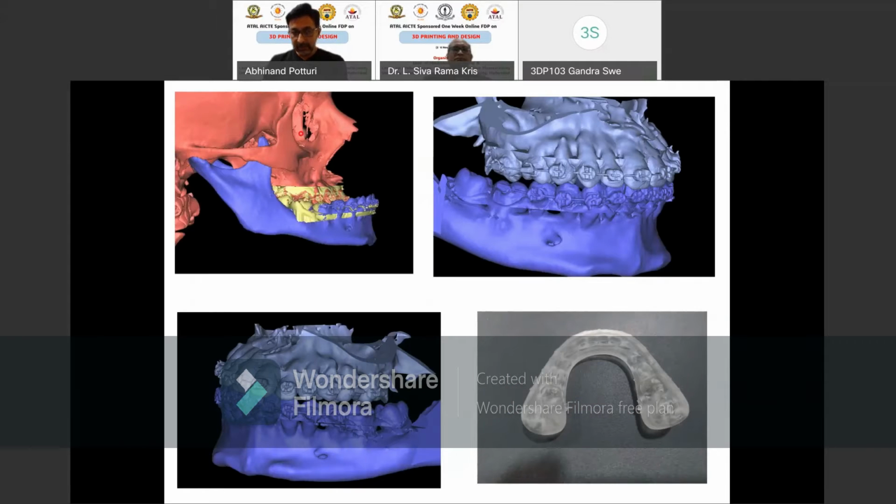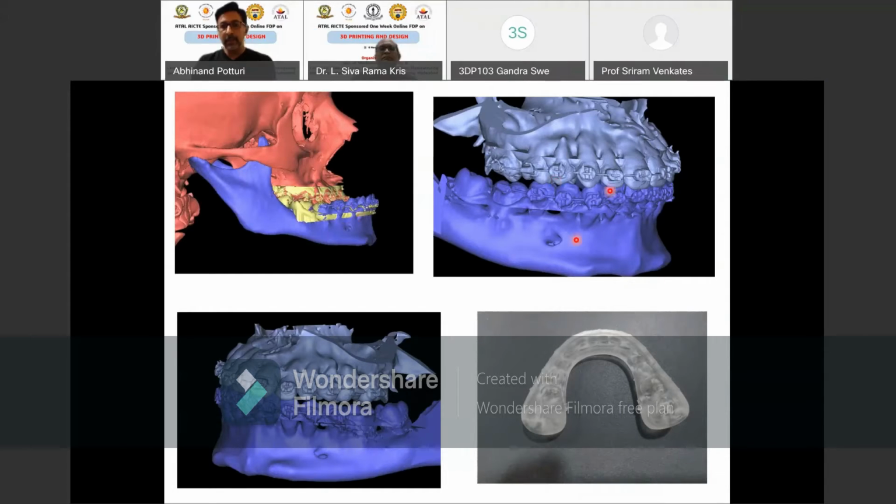So see, this is what we do. We have taken the CT scan again. We have put it on the computer. This is how his jaw is. Then we do surgery on the computer. We get the normal relationship of the upper and lower jaw. And then once that is done, we print a splint.